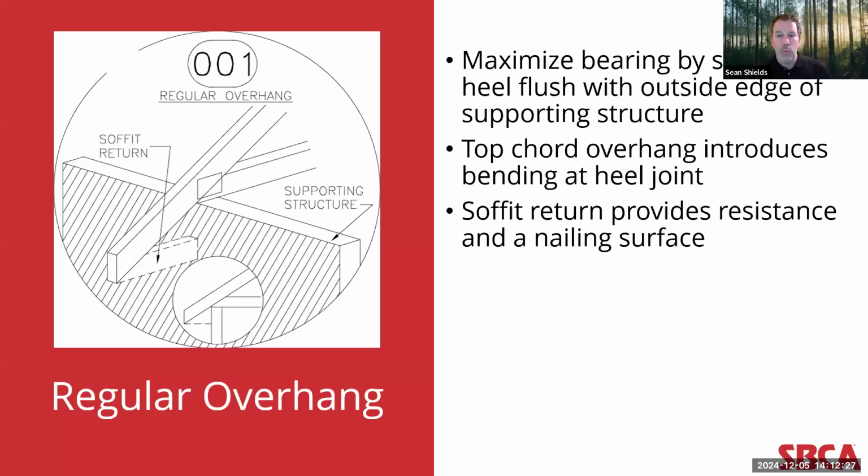A top chord overhang is one way to achieve what would be a typical light frame roof profile, where the roof extends or cantilevers beyond the wall dimensions. Now, with this approach, the overhang introduces bending forces into the heel joint to provide some resistance to that bending, as well as providing a nailing surface for roof soffit material under the overhang. This detail shows how the soffit return should be designed and installed. And as you can see, the bottom of the soffit return should be flush with the bottom of the top chord, and the soffit should run at a 90-degree angle to the wall.